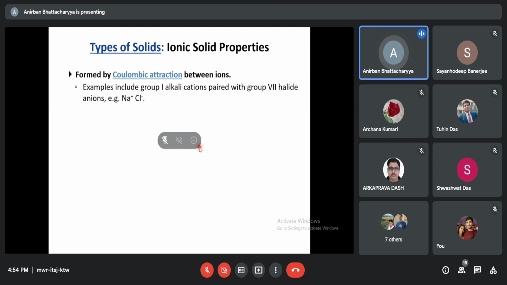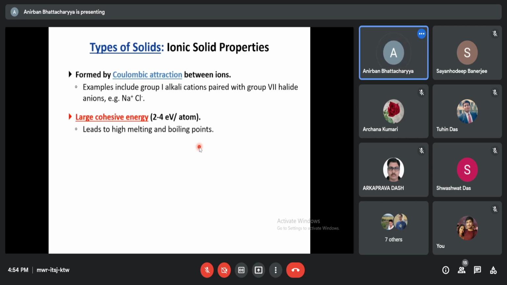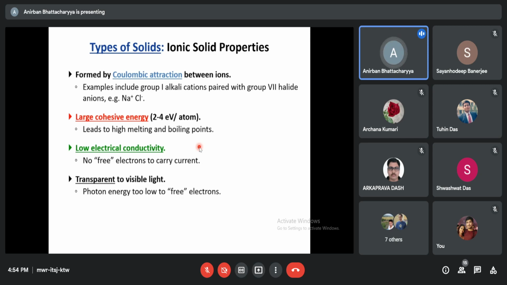It is formed by Coulombic attraction between ions, and an example is sodium chloride. It has a large cohesive energy, which leads to high melting and boiling points. It has a low electrical conductivity because there are no free electrons, and it is transparent, again because there are no free electrons. Okay, it's transparent to visible light, and it is soluble in polar liquids like water. Okay, so that is what happens in the ionic bond.